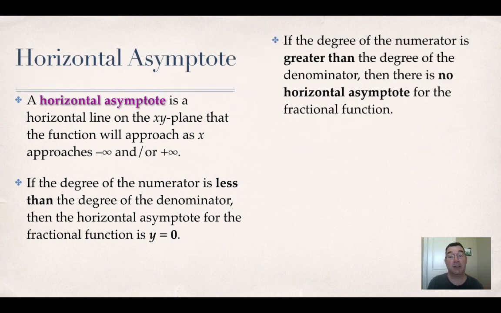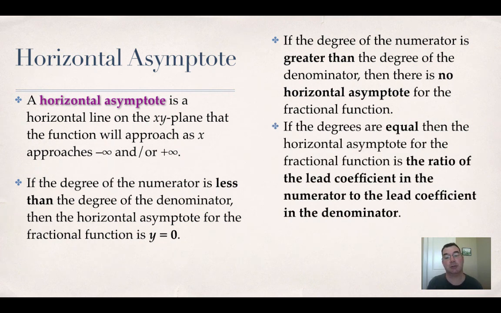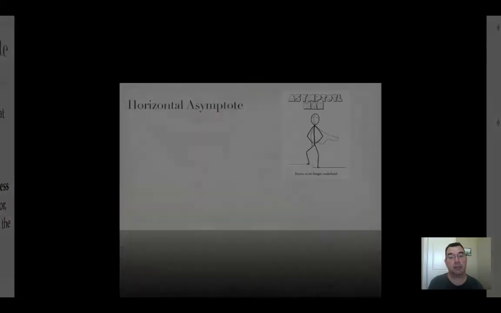If the degree of the numerator is bigger than the degree of the denominator, then there is no horizontal asymptote. It could be a slant asymptote, it could be a parabolic asymptote, it could be worse, but we're only dealing with horizontal asymptotes here. So you don't have them when the degree on top is higher than the degree on the bottom. If the degrees are equal, you take the lead coefficients on the top and the bottom and make a fraction out of them, and that fraction will be the y coordinate of the horizontal asymptote. So let's go through some examples of these.